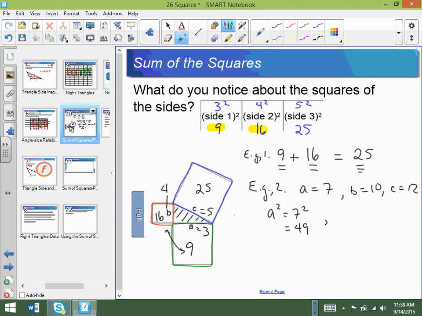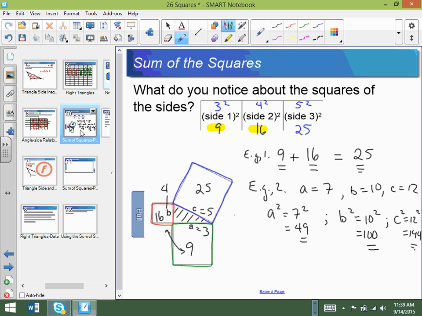Okay, if we square the B, we've got ourselves 100. And lastly, if we square C, that is 12 squared, we'll have 144. So if the areas of the two smaller squares add together to form the area of the larger square, then we know we've got a right angle triangle.